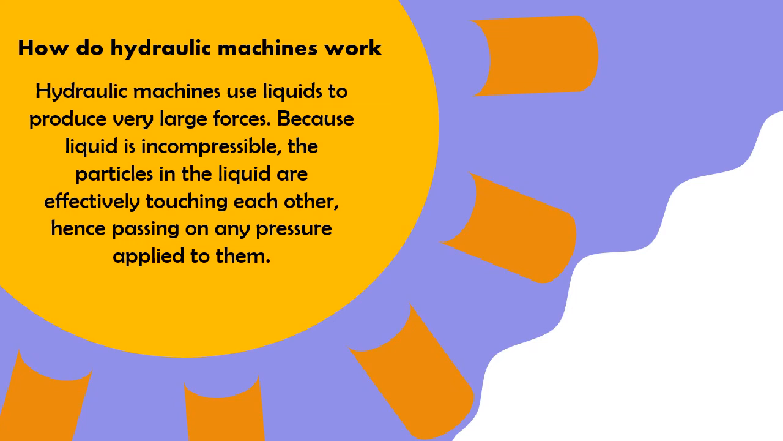How do hydraulic machines work? Hydraulic machines use liquids to produce very large forces. Because liquid is incompressible, the particles in the liquid are effectively touching each other, hence passing on any pressure applied to them.